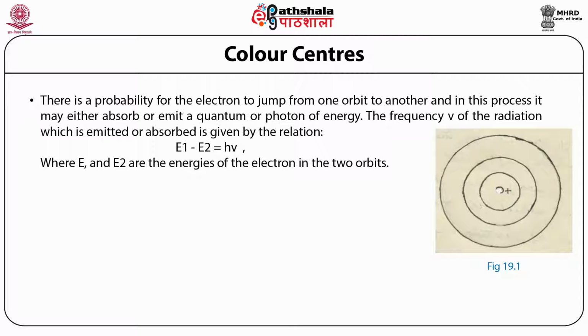There is a probability for the electron to jump from one orbit to another, and in this process it may either absorb or emit a quantum or photon of energy. The frequency nu of the radiation which is emitted or absorbed is given by the relation E1 minus E2 equals h nu, where E1 and E2 are the energies of the electron in the two orbits.